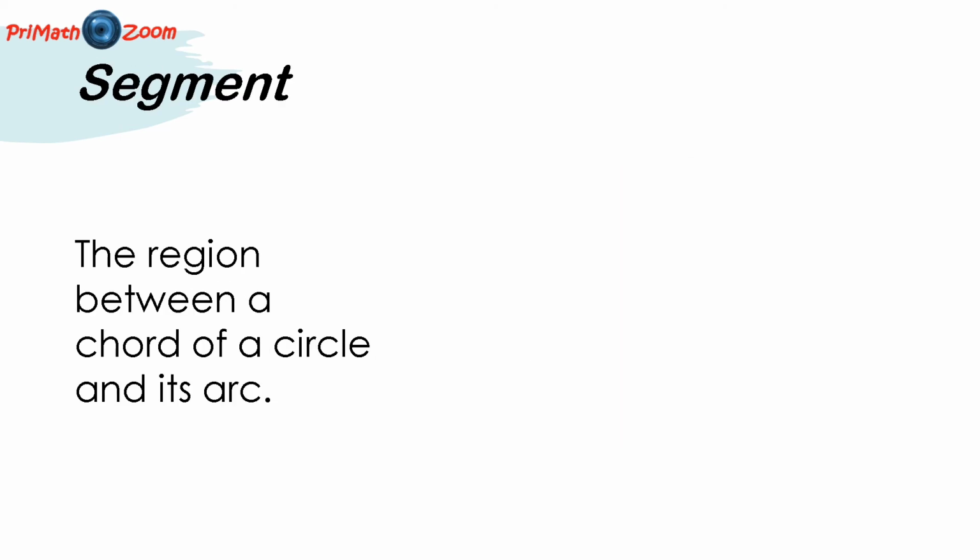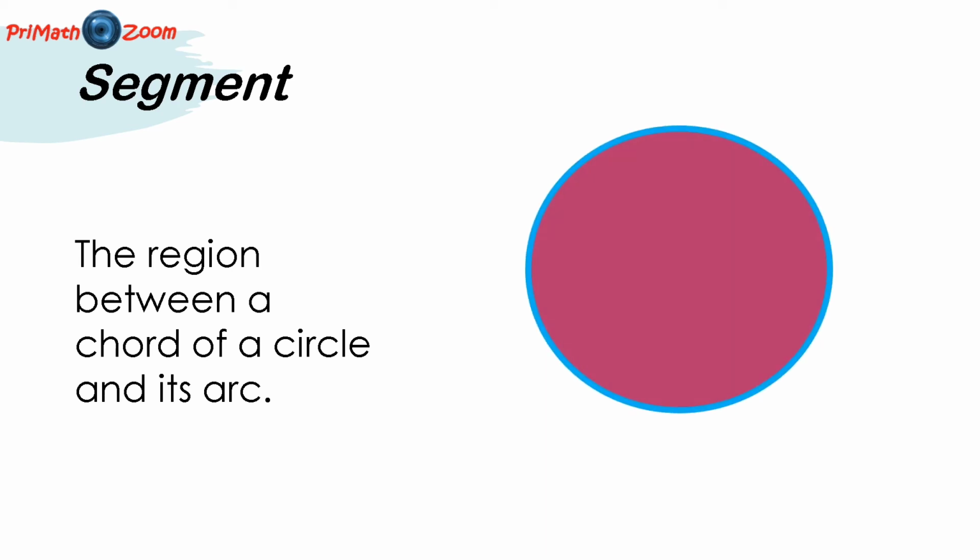This is a segment, and it is the region between a chord of a circle and its arc. For example, here is the circle, and here is the chord. Now, the region between the chord and its arc would be this. And this region here is called the segment.